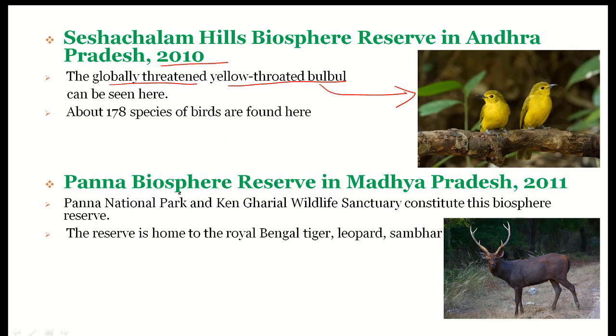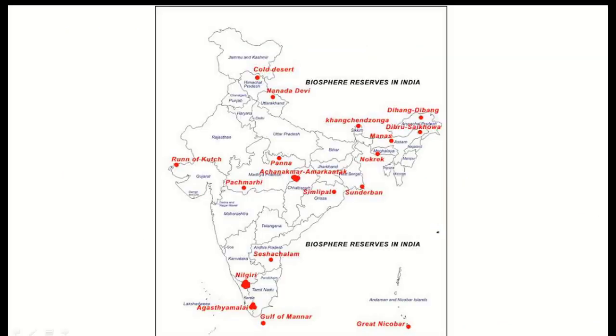So next is Panna Biosphere Reserve, which is in Madhya Pradesh, and it is a home for Panna National Park and Ken Gharial Wildlife Sanctuary, which come under this Biosphere Reserve, and it is a home for Royal Bengal tiger, leopards and sambar. So this is about the Biosphere Reserves.